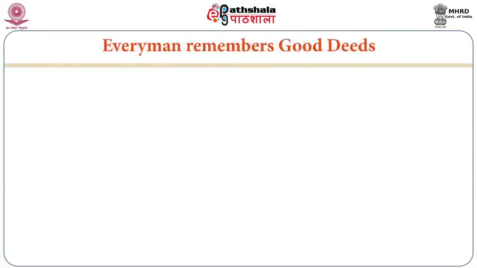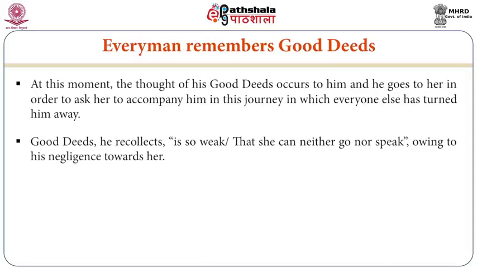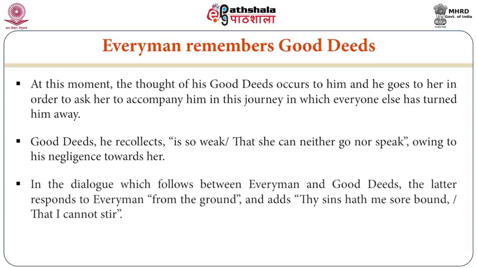Then, the most important thing, Everyman remembers Good Deeds. At this point, he thought that Good Deeds occurred to him. He goes to her and asks her to accompany him. Good Deeds, he recollects, is so weak that she can neither go nor speak, owing to his negligence towards her. In the dialogue which follows between Everyman and Good Deeds, the latter responds to Everyman from the ground and adds, "Thy sin hath me sore bound that I can't stir."